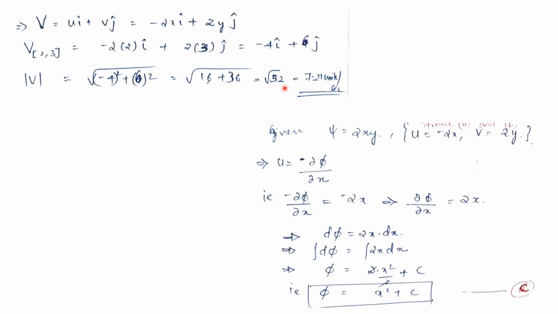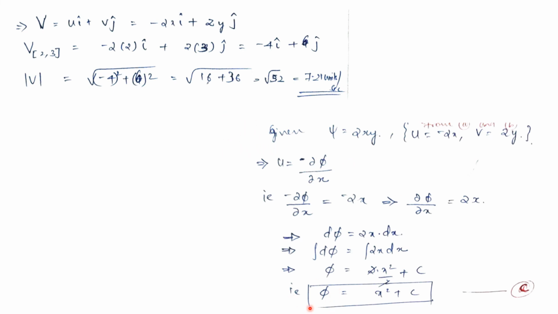That means 7.21 units per second. This is an important term, and you should mention the units per second. That is important. Okay, you got the magnitude of the velocity. So the question: the stream function is given, psi is equal to 2xy.